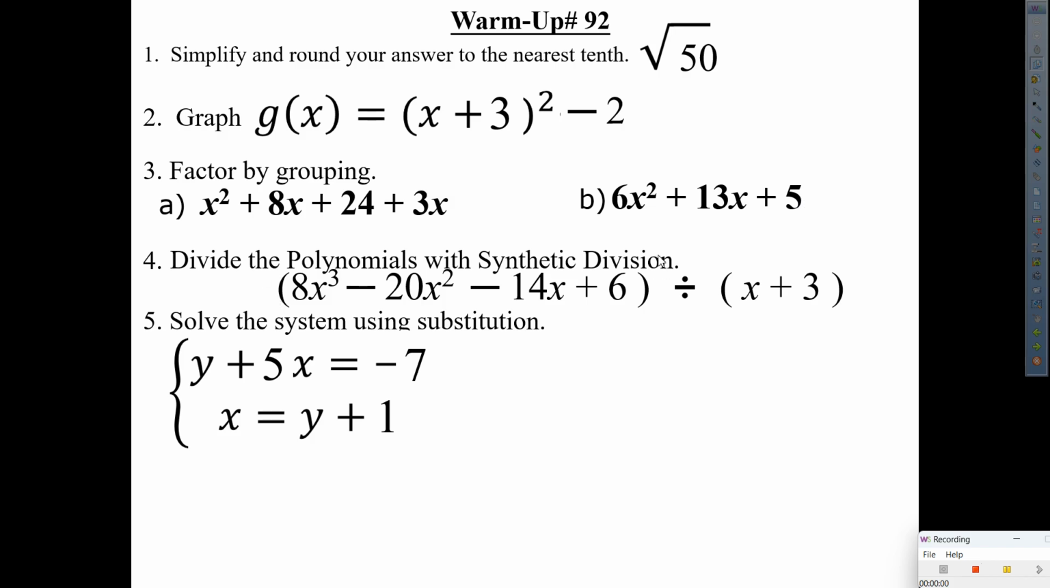Dividing the polynomial by synthetic division, 8x cubed minus 20x squared minus 14x plus 6 divided by x plus 3. And solve the system using substitution. y plus 5x equals negative 7, and x equals y plus 1.